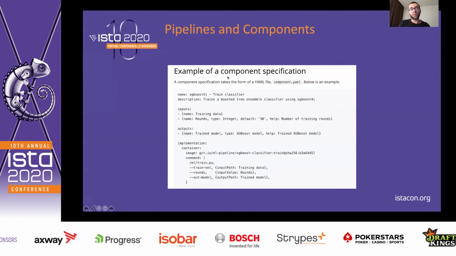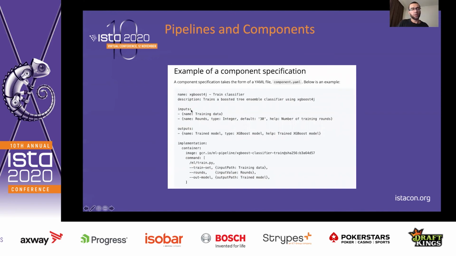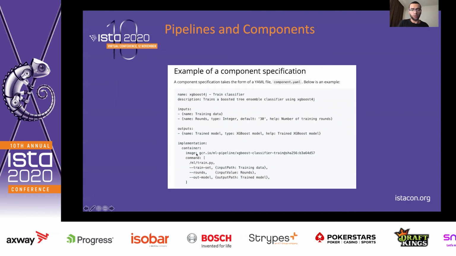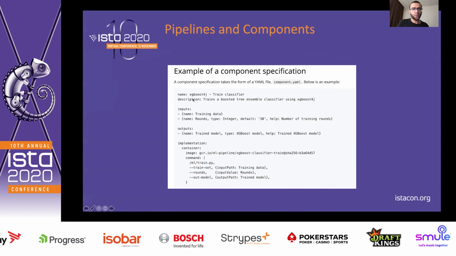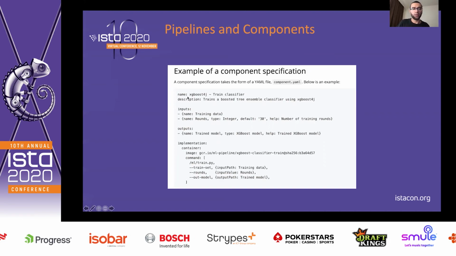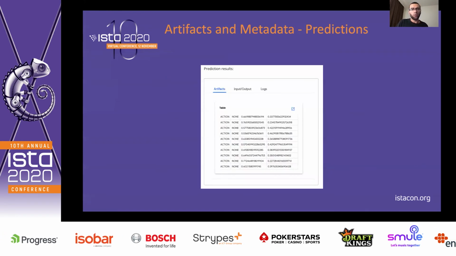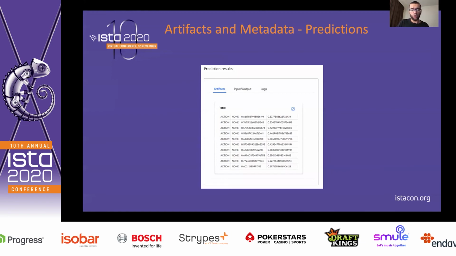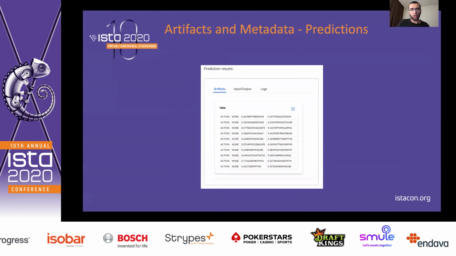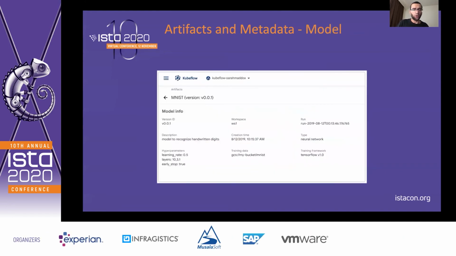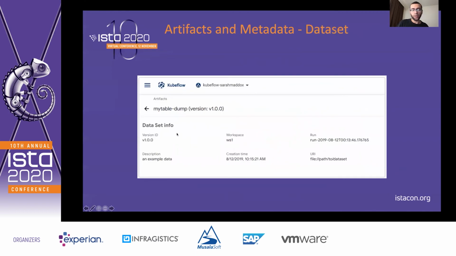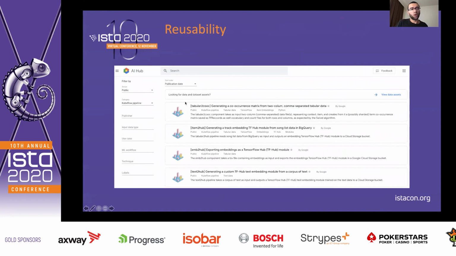This is an example of a specification for a single component. You can specify inputs, outputs, the Docker image, the user code, and various meta information like name and description, and so on. I will quickly go through a few examples for artifacts and metadata. So here we have predictions. Here we have various visualizations. Here we have model information, like type of model, training and framework, the data set that was used. We have dataset metadata.